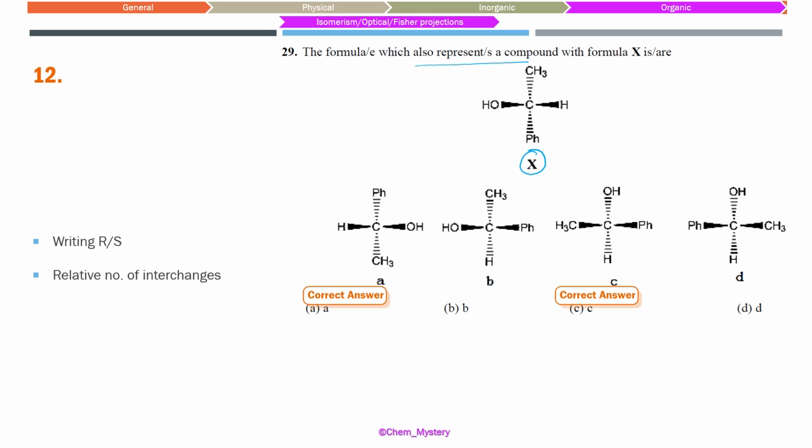This compound was written as R because hydrogen is oriented towards us, the viewer, and priority number 1, priority number 2, priority number 3 looks anti-clockwise like that, but hydrogen is towards us. So this is going to be named as R. So if any other molecule of the ABCD comes as R, this is going to be the identical molecule.